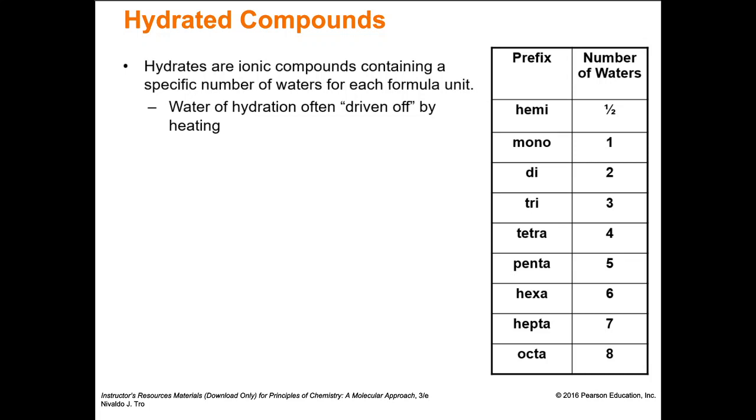So hydrates are ionic compounds containing a specific number of waters for each formula unit. It's kind of funny in chemistry, you say waters, meaning if you have more than one water. It's a unique thing about talking about chemistry. So water of hydration is often driven off. Again, this is a jargon term, driven off. It just means removed by heating. So in the formula, the attached waters follow. Again, that's this part, just like we talked about.